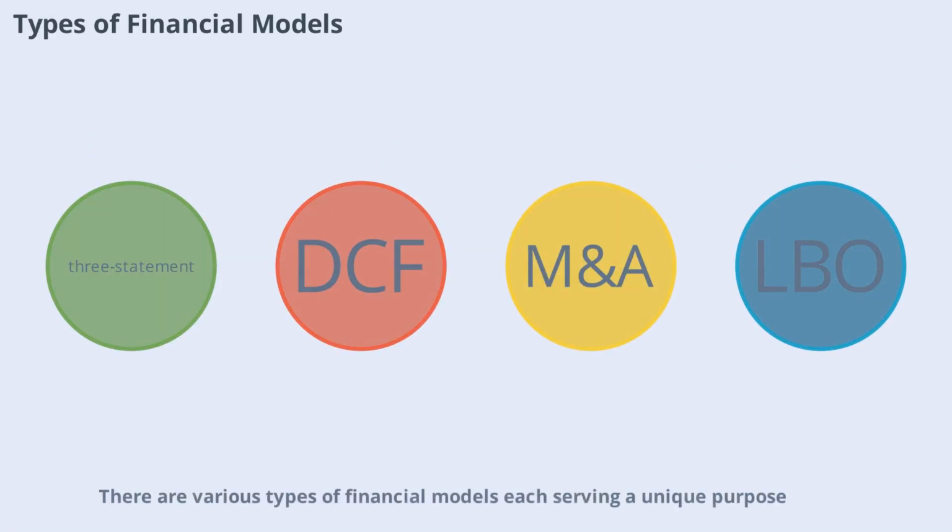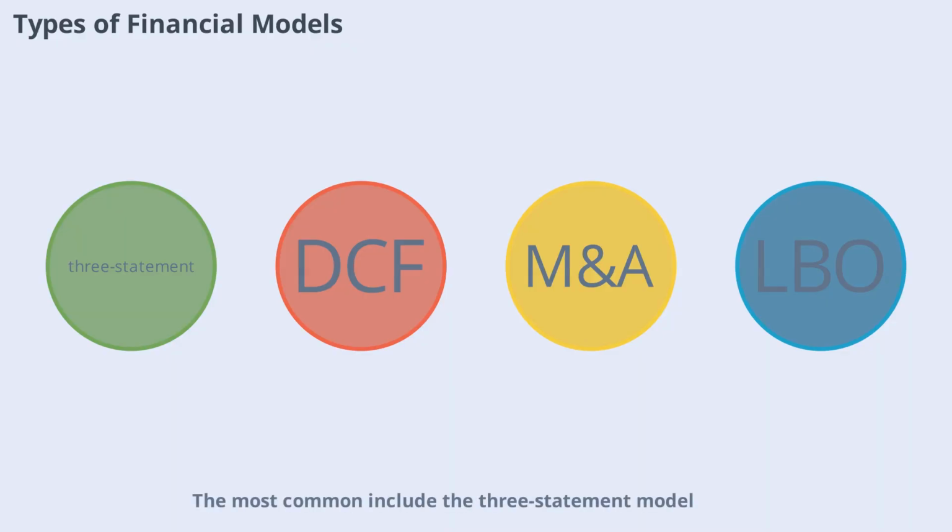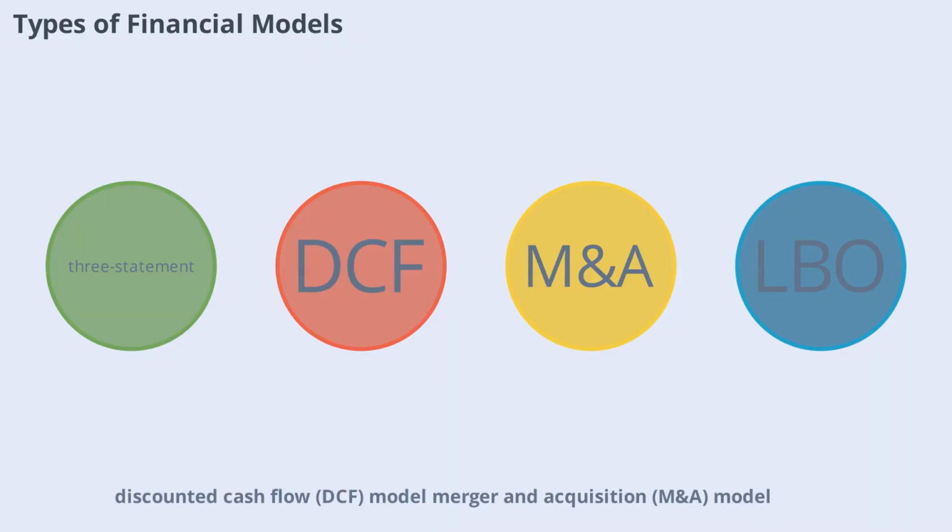There are various types of financial models, each serving a unique purpose. The most common include the three-statement model, discounted cash flow (DCF) model, merger and acquisition (M&A) model, and leveraged buyout (LBO) model. Each model is tailored to specific business needs, such as valuing a company, analyzing investments, or planning mergers. Knowing which model to use is essential for accurate analysis and effective decision-making.